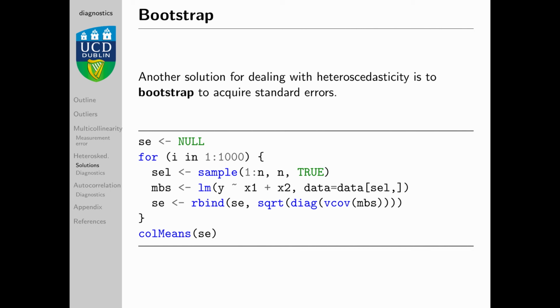But this is really a little bit too much at this stage in the course, and we will discuss this more later. For the homework, you will be using hccm to calculate heteroskedasticity consistent covariance matrices.